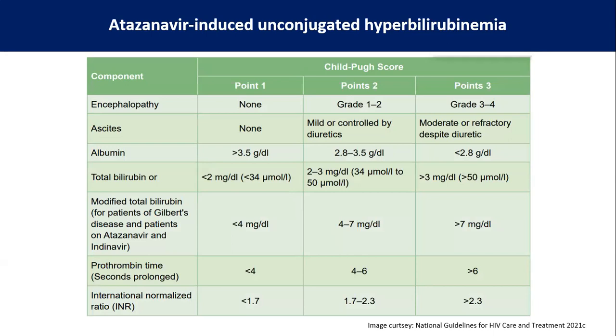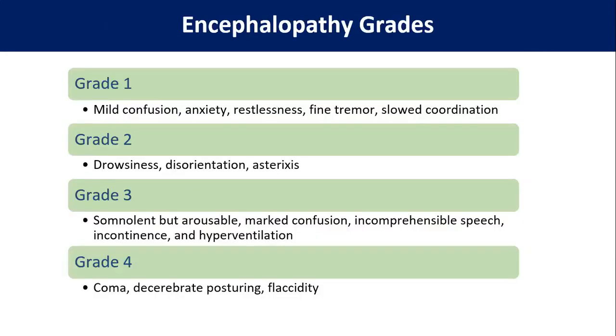So these are difficult to remember. We can keep it on table, our table, and then for each case, we need to refer to this table. Now, the encephalopathy grade, we know it is grade 1, 2, 3, and 4. Mild confusion, no confusion is a grade 1. Anxiety, restlessness, fine tremor can be there.